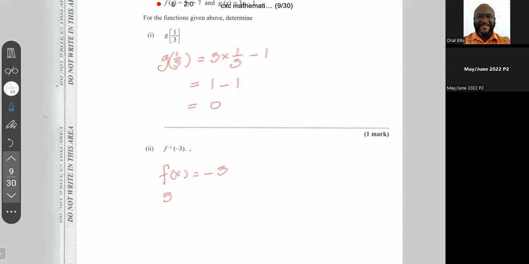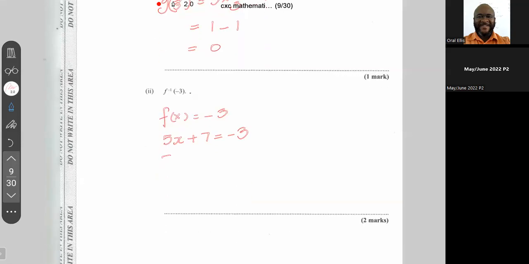So 5x plus 7 is equal to minus 3. 5x would be equal to minus 3 minus 7. 5x would be equal to minus 10. Divide both sides by 5. And we get that x is equal to minus 2. Therefore, f inverse of minus 3 is equal to minus 2.